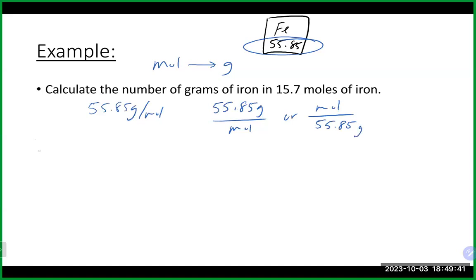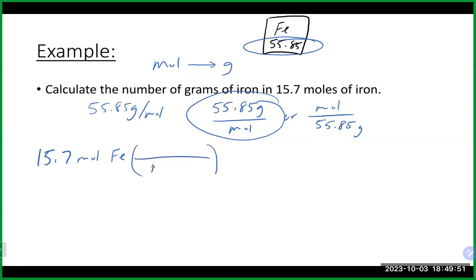And in this case, we will start with 15.7 moles of iron. We want to get rid of moles, so we're going to use it just like this. You can set it up as dimensional analysis, so again, we can see the units and make sure we're multiplying when we want to, and perhaps divide when we want to. In this case, we're going to multiply, 15.7 times 55.85, which is going to give us 876.845. And these would be grams.